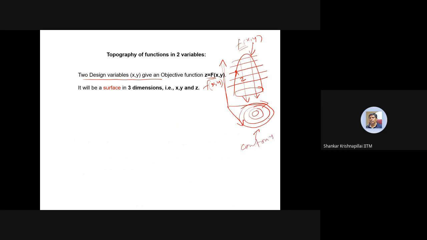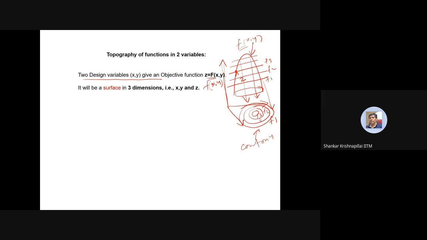Let's say f1, f2, f3, etc. This is the contour corresponding to f1. This is the contour corresponding to f2. This is the contour corresponding to f3, etc. So you would have studied stress contours in the past. So this is like a map.